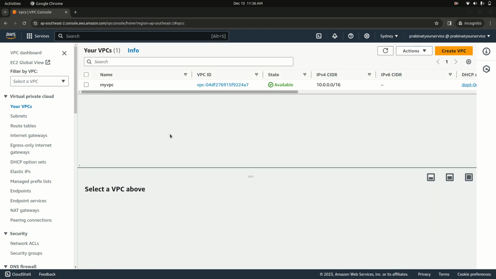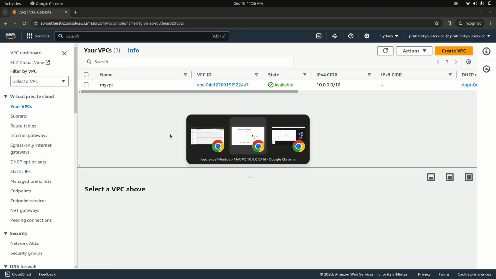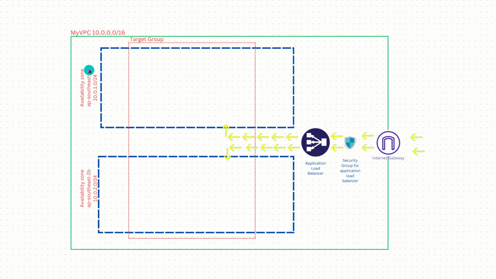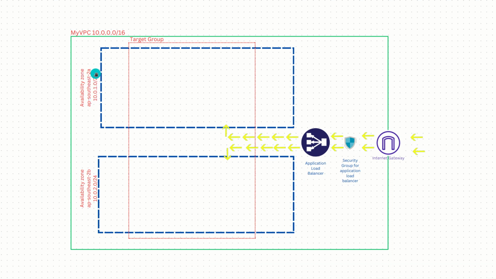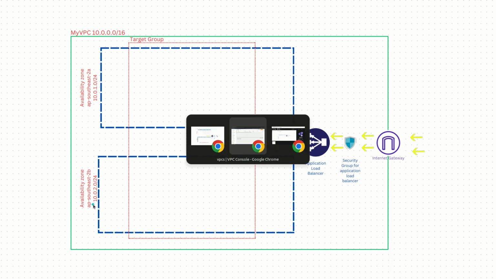Now what is the next thing we need to build? Let's go back to our image. The next thing we need to create is a subnet. As you can see, this is our subnet. We need to create a minimum of two subnets in availability zones Asia Pacific Southeast 2A and 2B. This is my availability zone, it could be different for you, and that's the subnet CIDR. So let's go and build this.